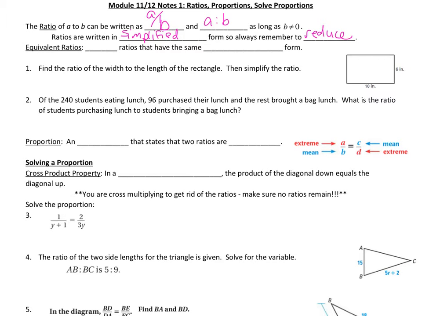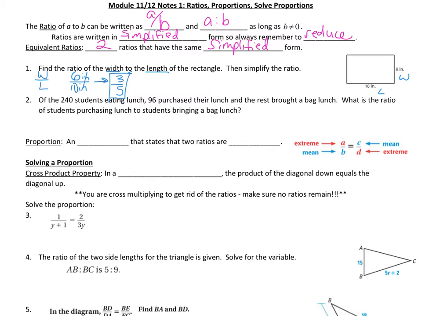Equivalent ratios means that we have two ratios that have the same simplified form, because equivalent means that they are equal to each other. In number 1, when we need to find the ratio of width to length, that means that we need to put the width first, the length goes second. Then we can look at our picture and we can see the length is the 10, the width is the 6, so we would set it up that way as 6 inches over the 10 inches. We know the inches are going to cross out, and then we can reduce the 6 over the 10, and that becomes 3/5 for our final answer.